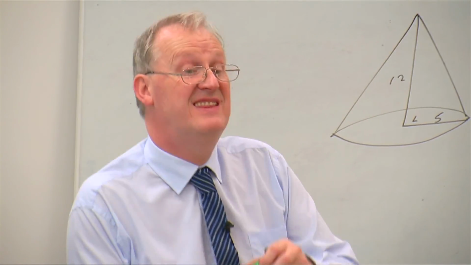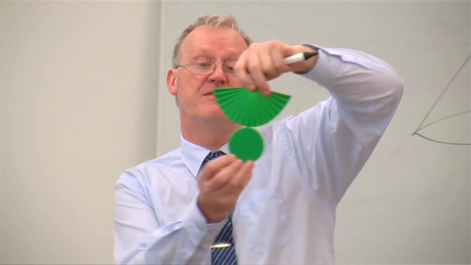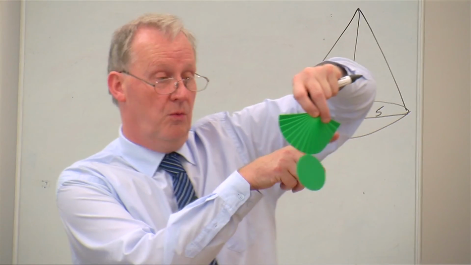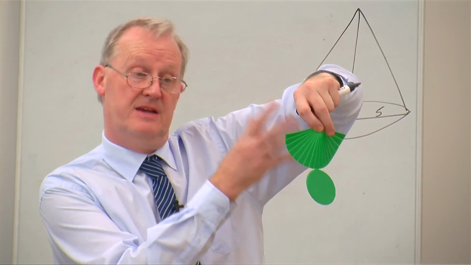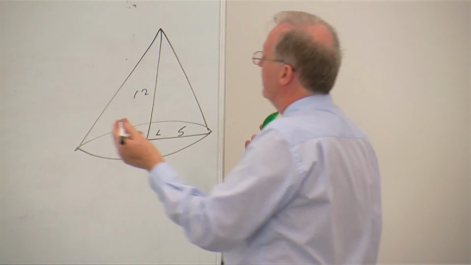What are you drawing? You're drawing the net of a cone. And what does the net of a cone look like? Well, it's a section of a circle. It mightn't be a semicircle, it depends. So you're drawing the net.